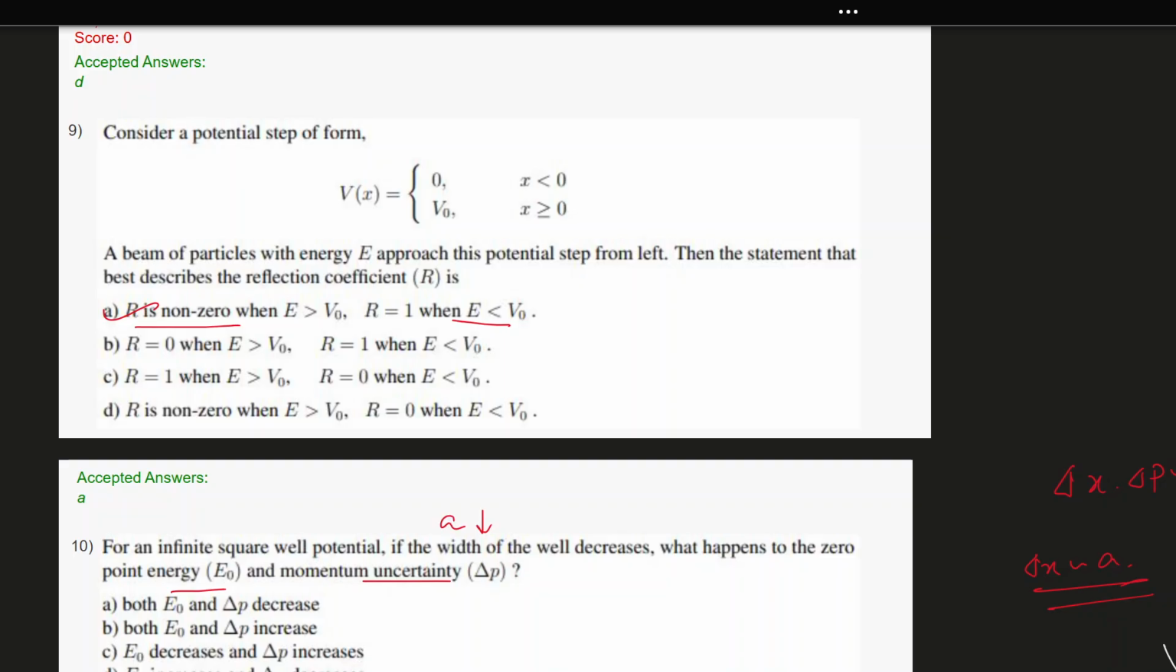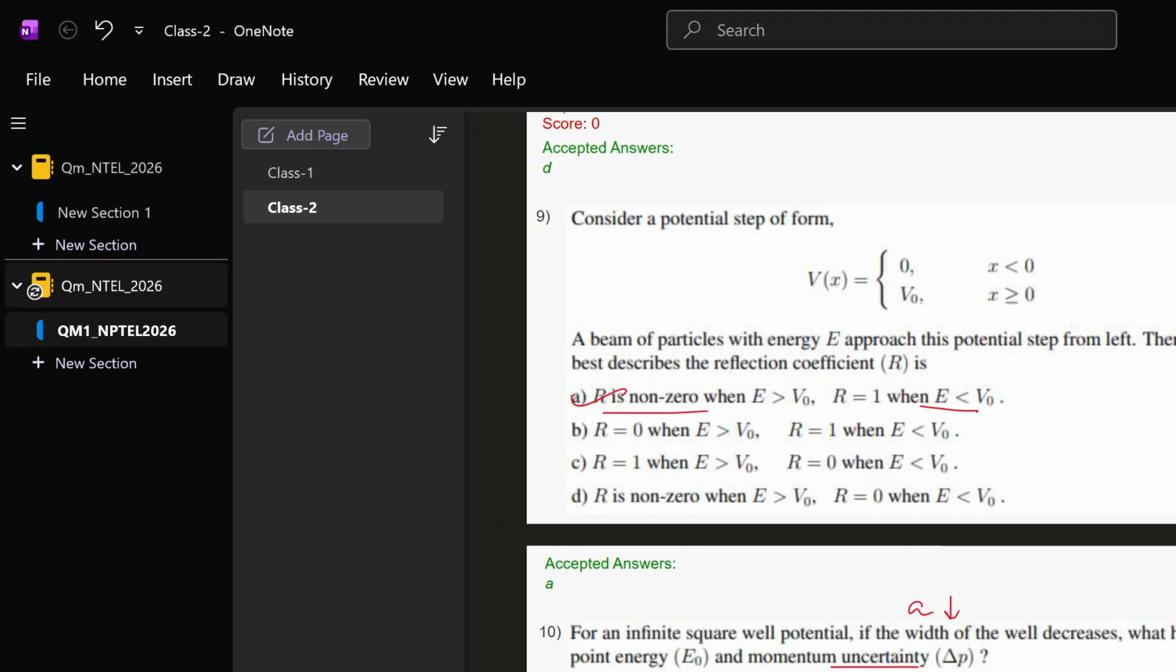So here it is n squared pi squared h cut squared by 2m A squared, and this is inversely proportional to A squared. So if A decreases, then the zero point energy should also increase. So both of them increase if you have a decrease in A. With this we have solved the 10 questions for this week, and we will solve the next week's problems next week.